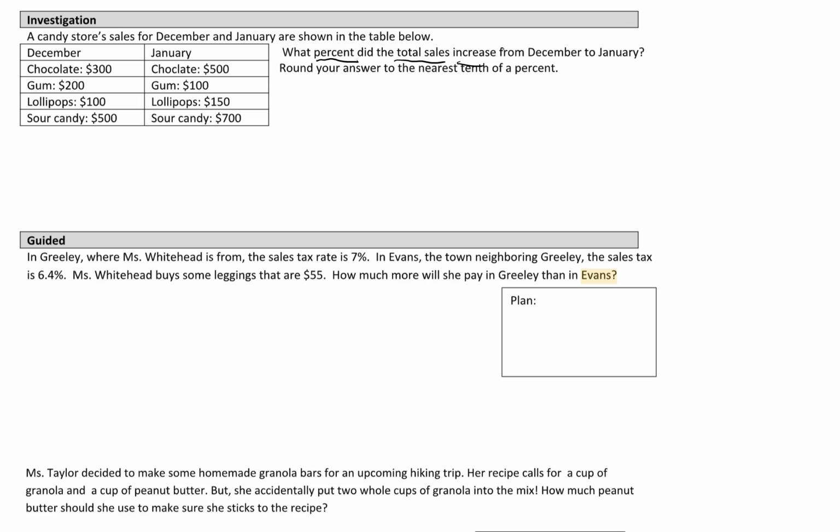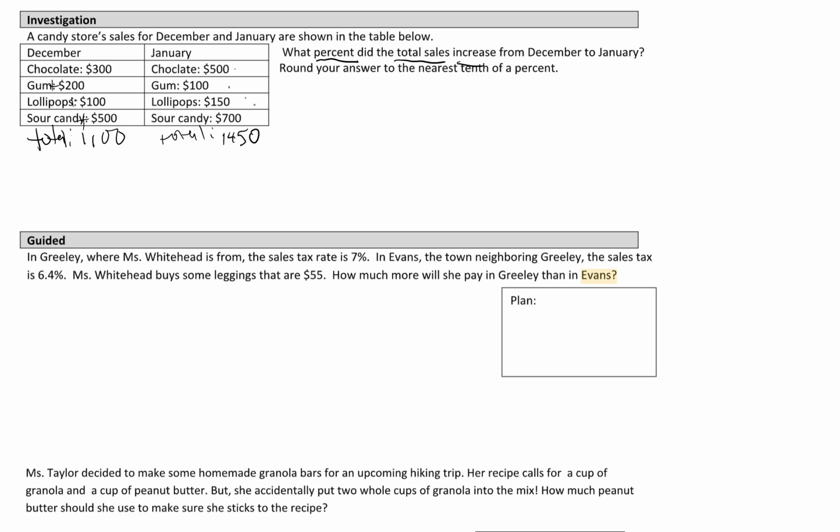If I look over at my table, I see individual candies: chocolate, gum, lollipop, sour, but I don't see the total. So I need to first find the total for each. I do that just by adding all of these. So 300, 400, 500, 600, 1100. And for January, we've got 500, 600, 750, and then we'll have 1450. So I've got my totals.